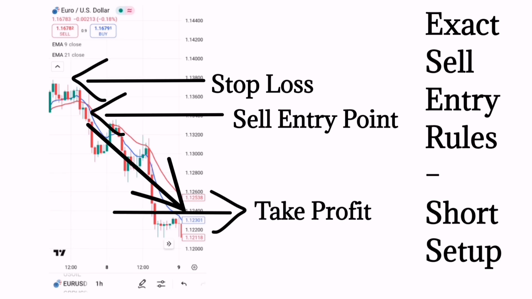Example: entry at 1.2300, SL at 1.2350, TP at 1.2200.